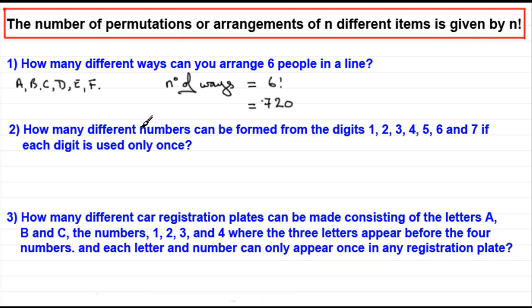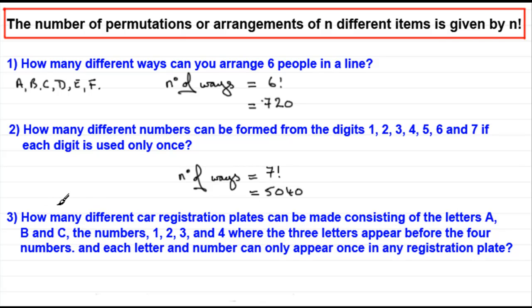Okay, number 2. How many different numbers can be formed from the digits 1, 2, 3, 4, 5, 6 and 7 if each digit is used only once? Well, it's exactly the same idea as what we have up here. Okay, it's not letters this time, it's just numbers, but the same thing applies. The number of ways is going to be equal to 7 factorial. So 7 factorial comes out at 5040.